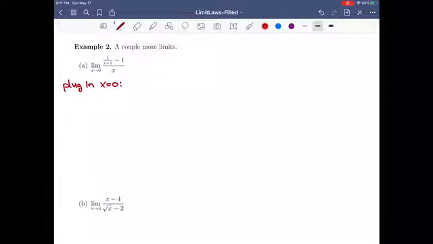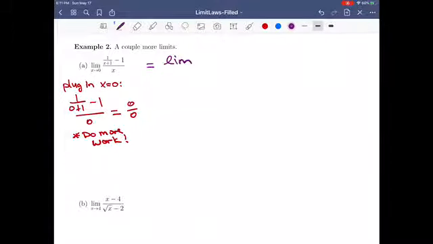If I try to plug in 0 here, I'm going to have 1 over 0 plus 1 minus 1 over 0. So this is 1 minus 1 on the top, so I'm going to get 0 over 0. Okay, so when you see 0 over 0, what you should think is do more work. Okay, we have to do something here. So what I want to do is try to simplify the expression. So this is why we practice this. So how could I simplify this expression on the inside of the limit?